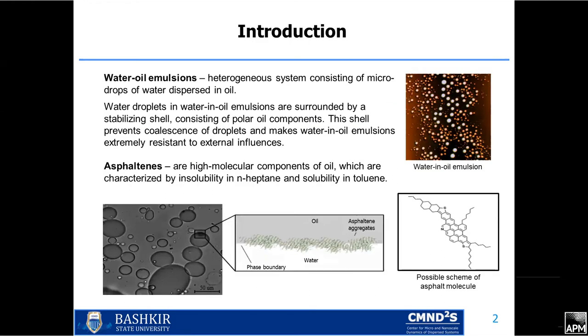Liquid extracted from the Earth's interior is most often a water and oil emulsion. Water and oil emulsion is a heterogeneous system consisting of micro droplets of water dispersed in oil. Water droplets in such an emulsion are surrounded by a stabilizing shell consisting of polar oil components. This shell prevents coalescence of droplets and makes the oil-water emulsion extremely resistant to external influences.